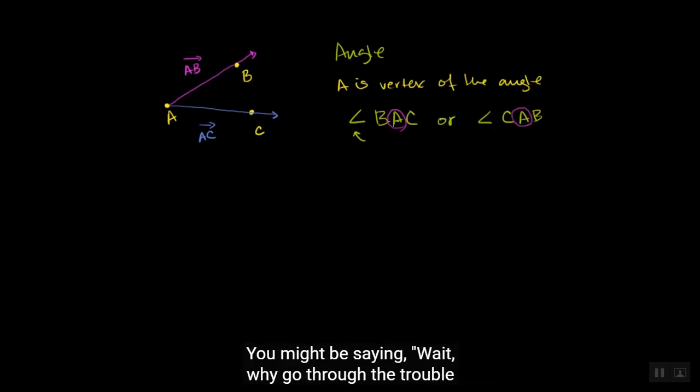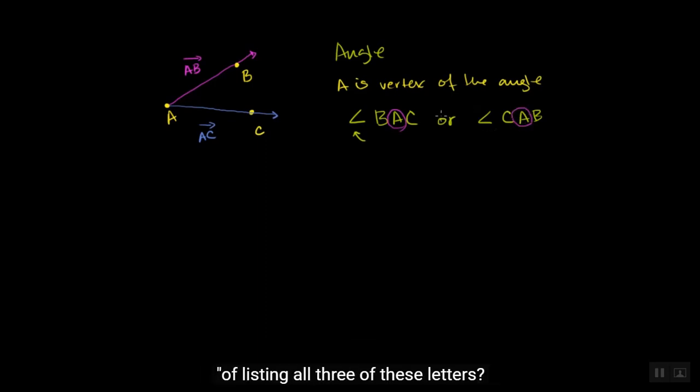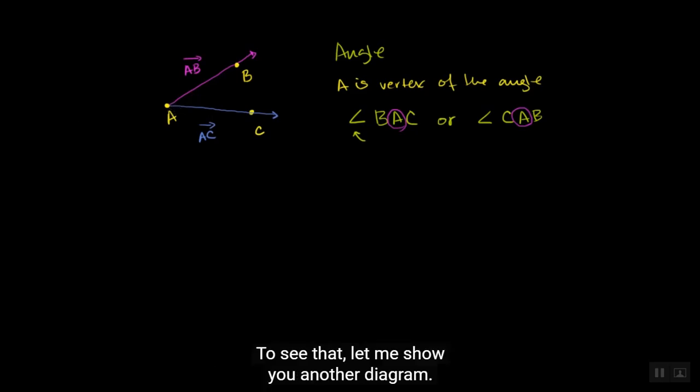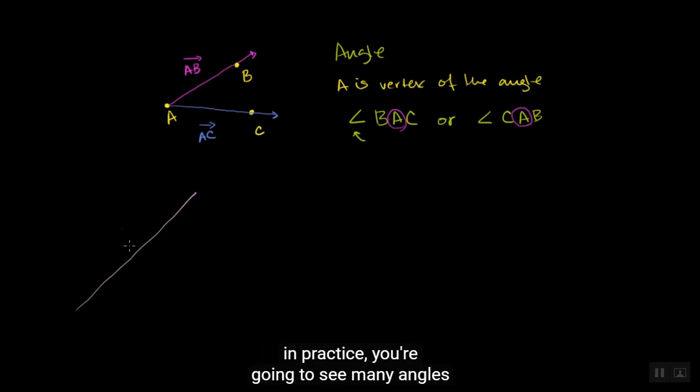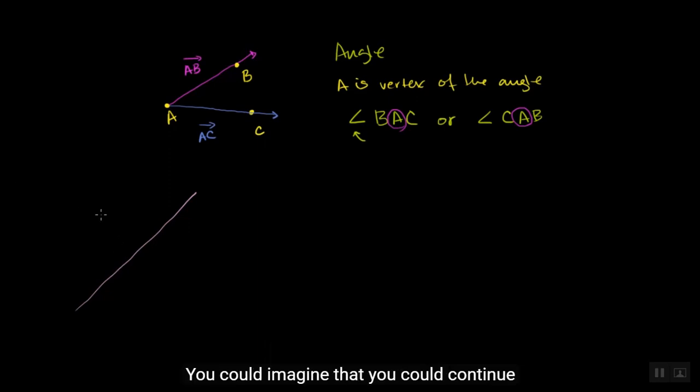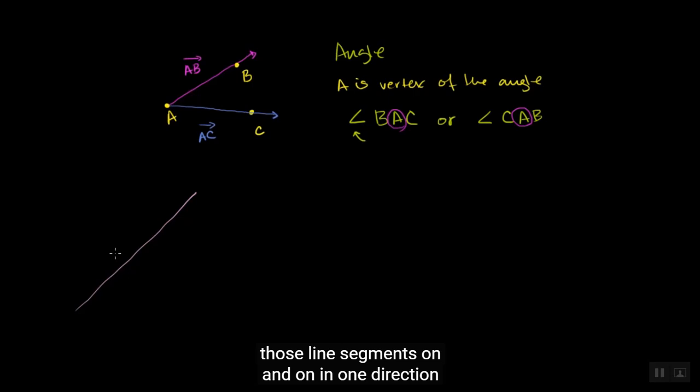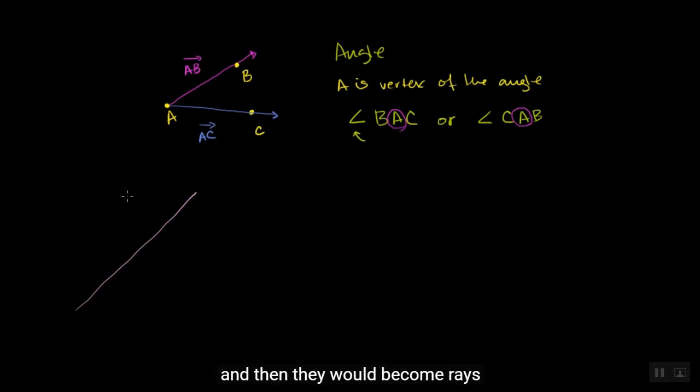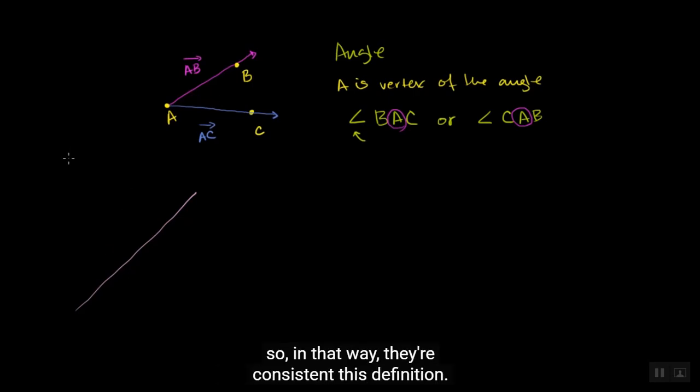Now you might be saying, wait, why go through the trouble of listing all three of these letters? Why can't I just call this angle A? To see that, let me show you another diagram. Although the geometric definition of an angle involves two rays that have the same vertex, in practice, you're going to see many angles that are made up of lines and line segments. You can imagine that you could continue those line segments on and on in one direction, and then they would become rays. So in that way, they're consistent with this definition.